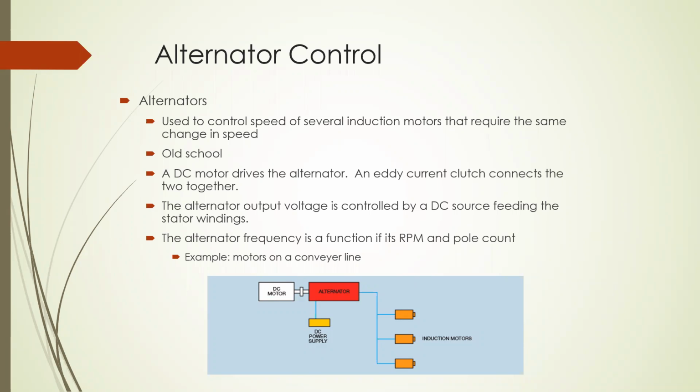So this is an old school way of getting, say, a conveyor belt to be variable speed, where we'll have multiple induction motors on the conveyor belt. We will have a variable speed DC motor driving the alternator. Now, the way this dyno motor is going to work, which is the DC motor connected to the alternator, we're going to use the eddy current clutch that we saw a few chapters ago. And we're going to adjust the output voltage on the alternator by adjusting a DC power supply that's feeding the stator windings.